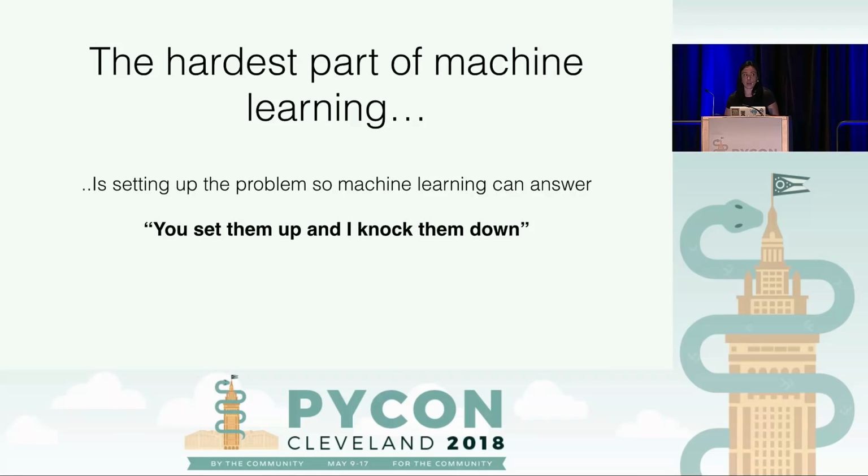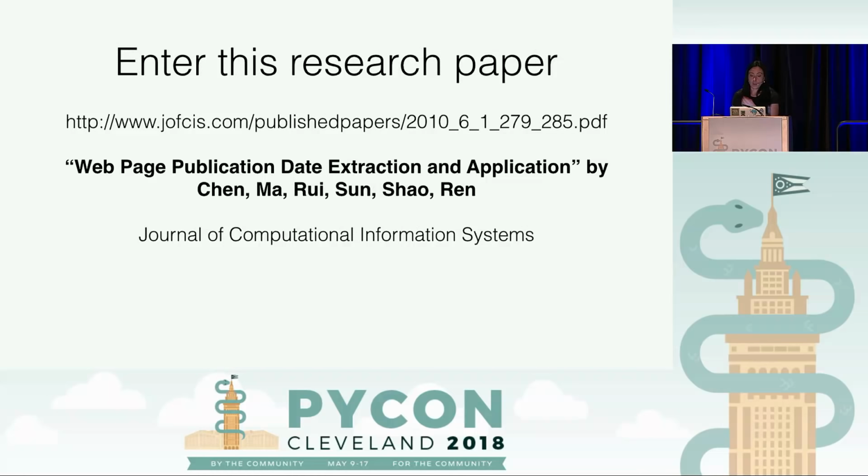It's like what people say about jokes. You set them up and I knock them down, like a comedy team. You have to set up the problem in a way that machine learning can answer it. I was very much helped at the time when the CTO I was working with found this research paper online, and that's what I ended up implementing, following how they did it. I do not recommend implementing a research paper in machine learning as your first production machine learning project. Just, by the way, pro tip. It was definitely interesting, but not that easy.